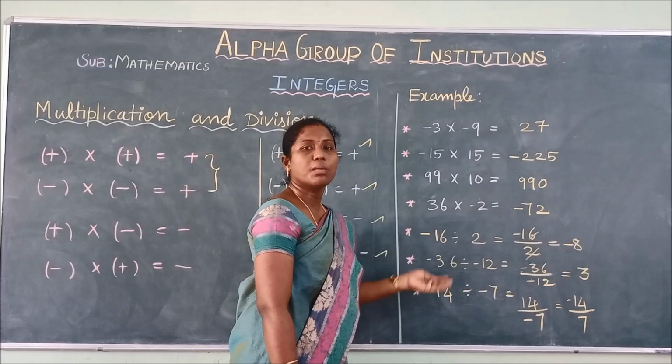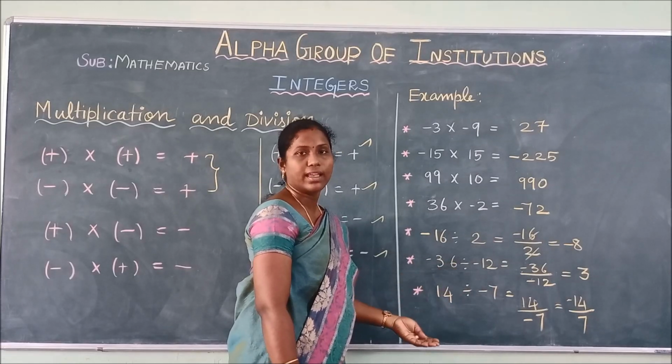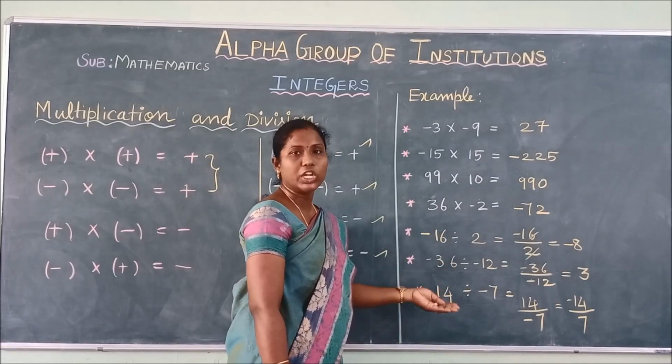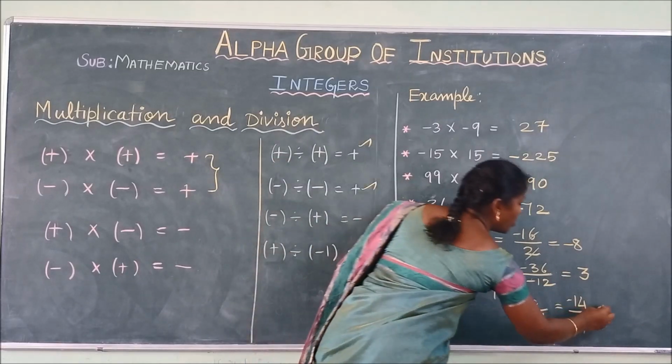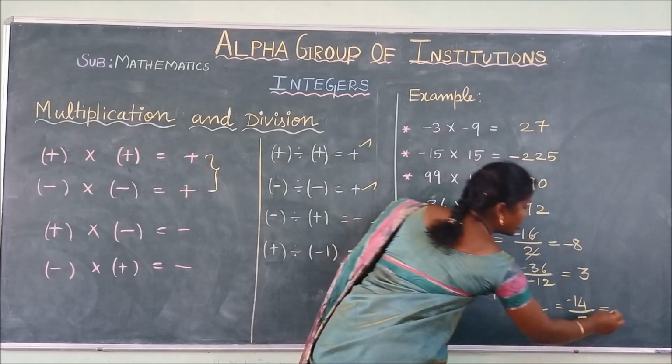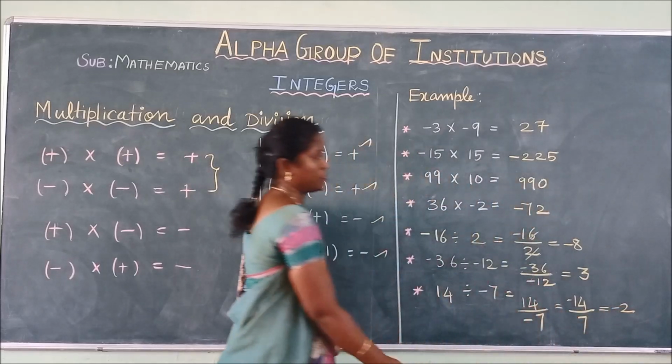Okay, if you are dividing numbers with opposite or different signs, the answer will be negative. You have to divide and put the negative symbol on the answer. So 7 twos are 14, and the answer is minus 2.